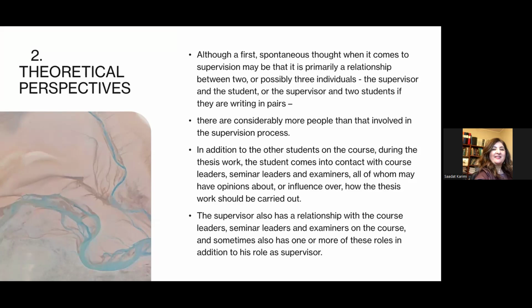There are, as mentioned, considerably more people than that involved in the supervision process. In addition to the other students on the course during the thesis work, the student comes into contact with course leaders, seminar leaders, and examiners, all of whom may have opinions about or influence over how the thesis work should be carried out. The supervisor also has a relationship with the course leaders, seminar leaders, and examiners on the course, and sometimes also has one or more of these roles in addition to his or her role as supervisor.